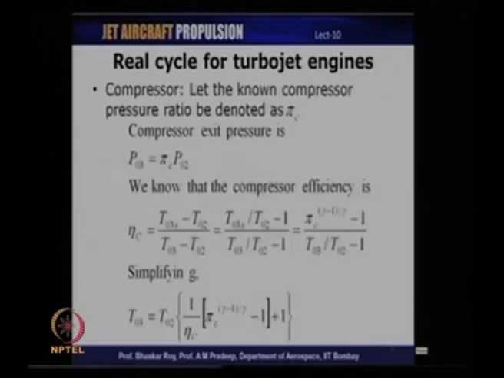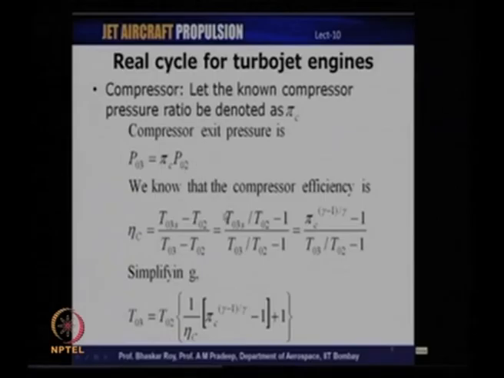Now, once we calculate the diffuser efficiency and therefore the stagnation pressure and temperature at the exit of the diffuser, we can proceed towards the compressor. The compressor pressure ratio, as I mentioned, would usually be known. It would be a fixed parameter, a design parameter. Let us denote that by pi subscript c. If that is a fixed parameter, we can calculate the compressor exit pressure directly. P03 will be equal to pi c times P02.